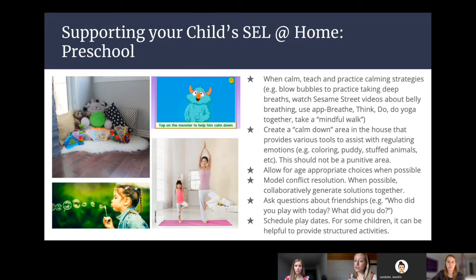It's also important for children of all ages, but particularly for preschoolers, allowing for those age-appropriate choices when possible. So it might be something as simple as you can have peas or broccoli for dinner. Which one would you like? So you know that you want them to have a vegetable, but they're getting a choice in what vegetable that they have. Also important is modeling conflict resolution.